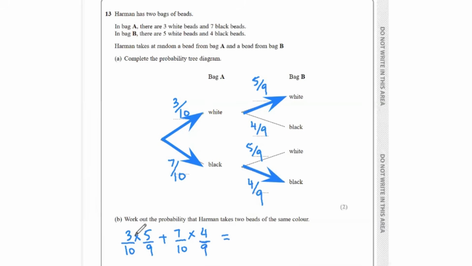So if we simplify this, 3 ones are 3, 3 threes are 9, 5 ones are 5, and 2 over here. This becomes 2, this becomes 5. So that's 1/6 plus 14/45. That gives 43/90. That's your answer.